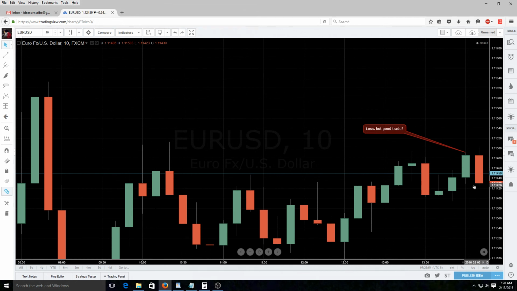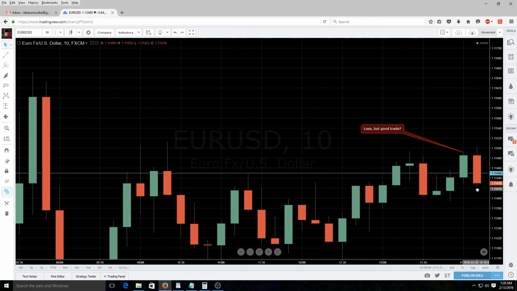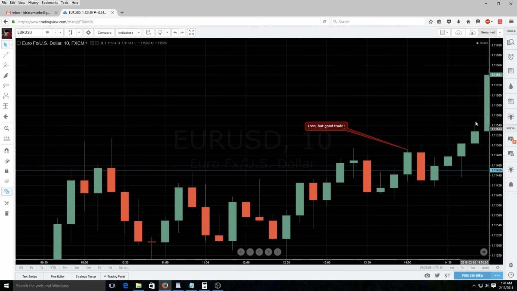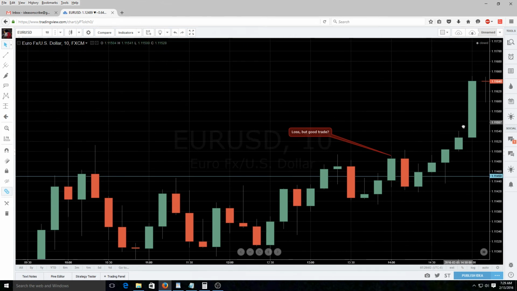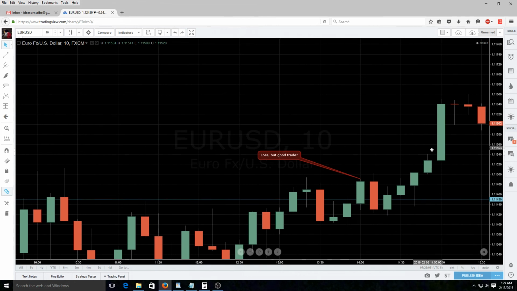This was a pretty strong bearish engulfing. So I went short on this, and it just went straight up. I mean, it just went the opposite of what you would think it would go. So that one didn't work out too well.